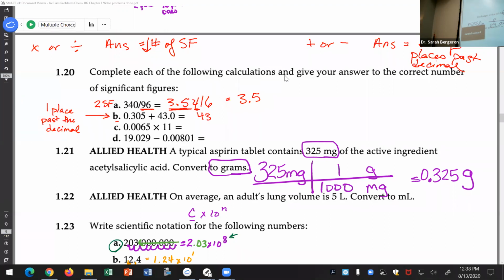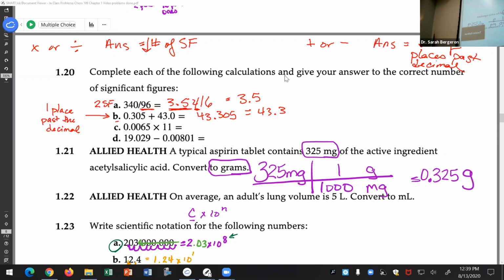So you get 43.305. But can your answer be more precise than your least precise initial value? It can't. So your answer has to be one place past the decimal, 43.3. Just because you put it into the calculator doesn't mean you got more precision. But your calculator doesn't understand that. Your brain does, because you are super smart.